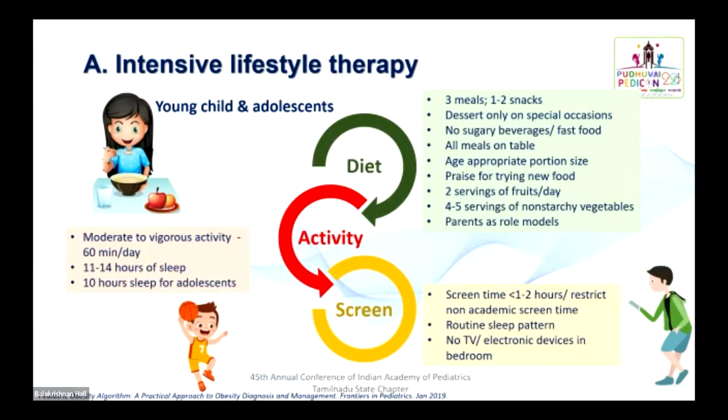Screen time less than 1 to 2 hours. Restrict non-academic screen time. See, what happened during this pandemic was academics was all screen time. So we had no other option. So the strict rule is, except for academic screen time, no other screen time. Routine sleep pattern, no TV and electronic devices in the bedroom.